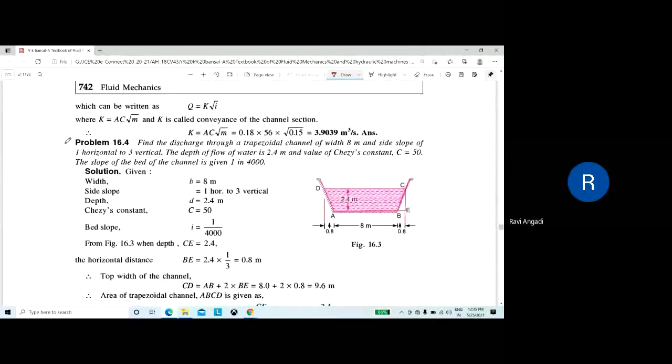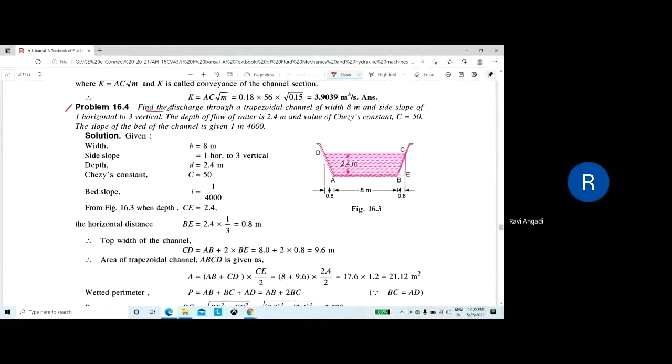Let us take this problem, all of you write it down. Find the discharge through a trapezoidal channel section of width 8 meter and side slope 1 horizontal to 3 vertical. The depth of flow of water is 2.4 meter and the value of Church's constant C is 50. The slope of the bed of the channel is 1 in 4000. So this is the problem given.